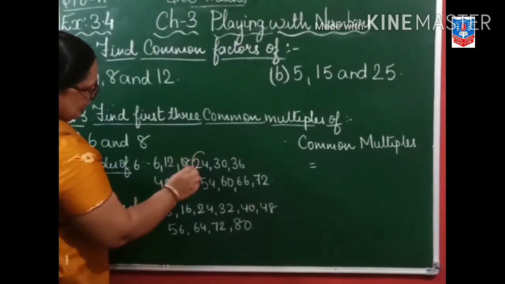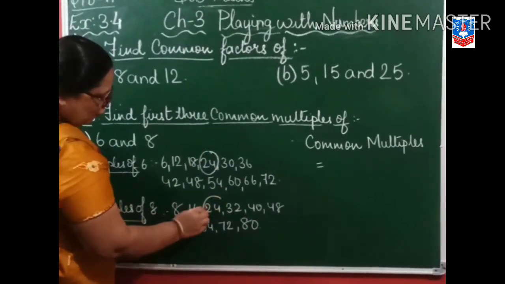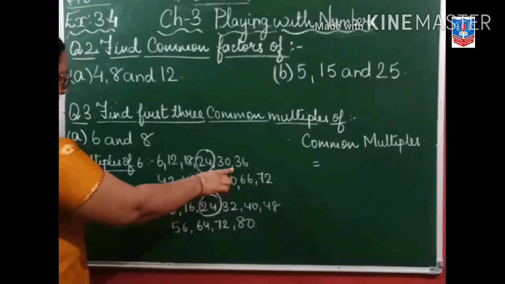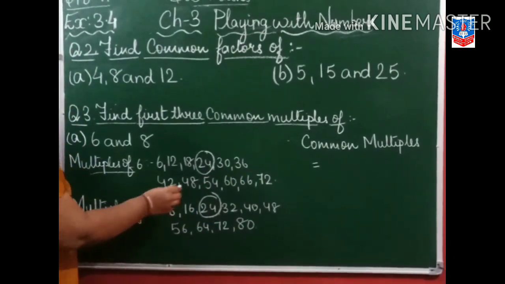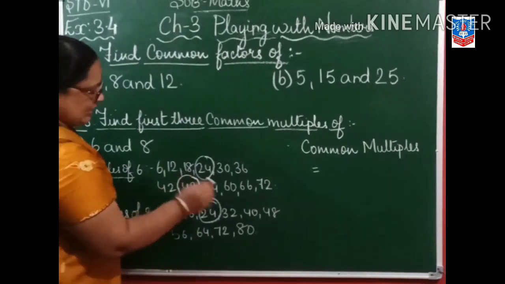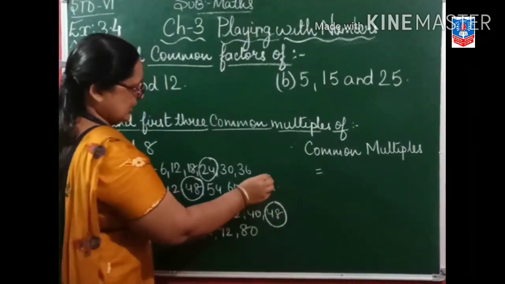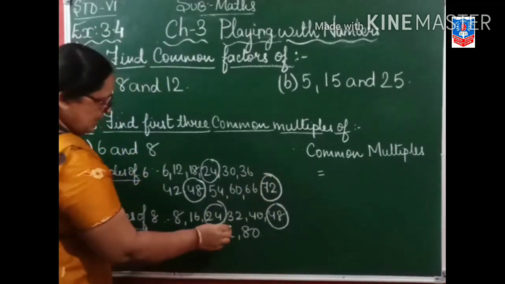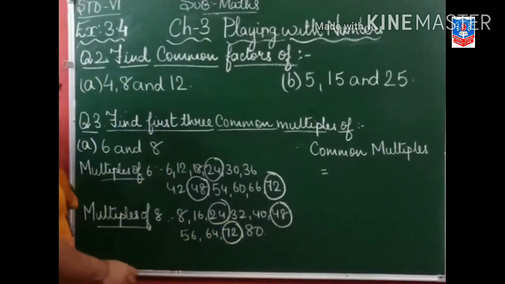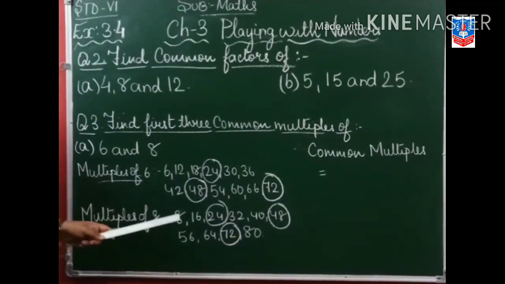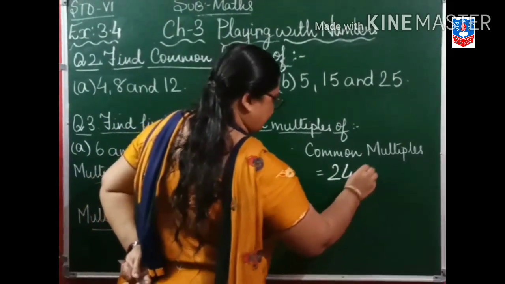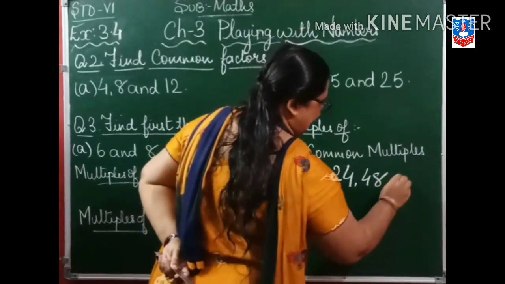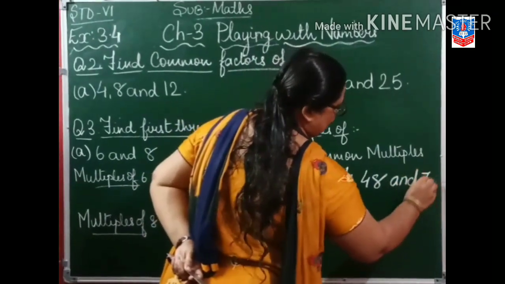So let us check. 6 is not there, 12 is not there, 18 is not there. Now first is 24. Then 30, 36, 42 are not there. Then next is 48. And third is 72. So the first 3 common multiples of 6 and 8 are 24, 48 and 72.